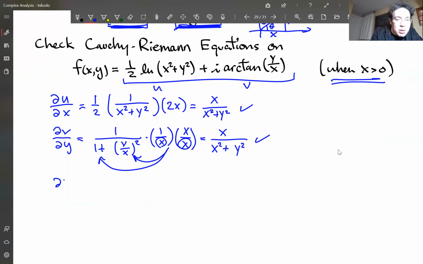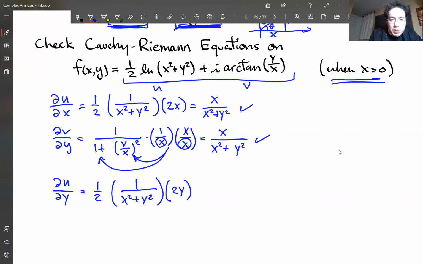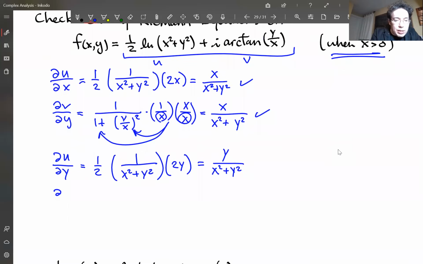So derivative of u now with respect to y. This is very similar as before. You just have to multiply by the derivative of the inside with respect to y. So this is the expression we get. And if we take the derivative of v with respect to x, then I should get the negative of what we just got before. So let's take the derivative.